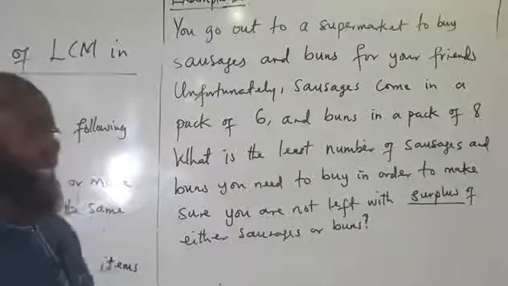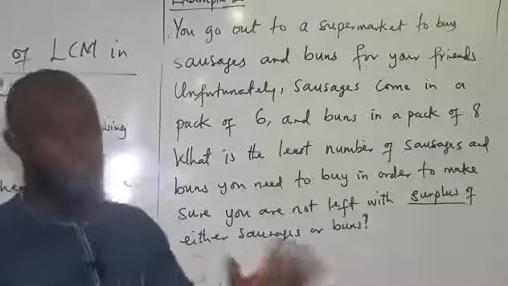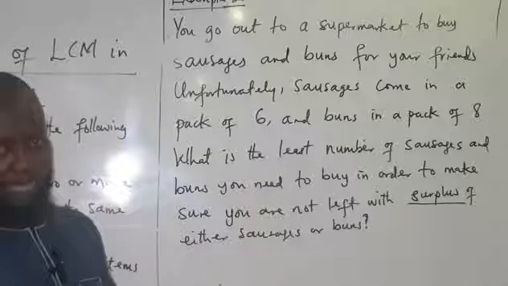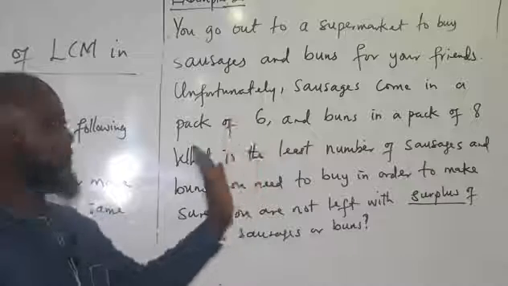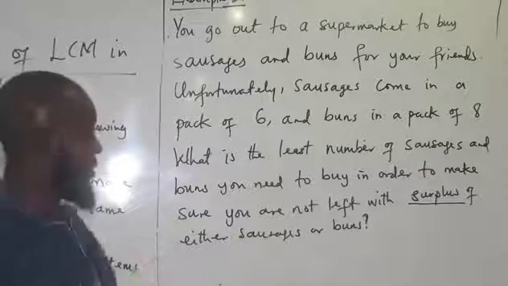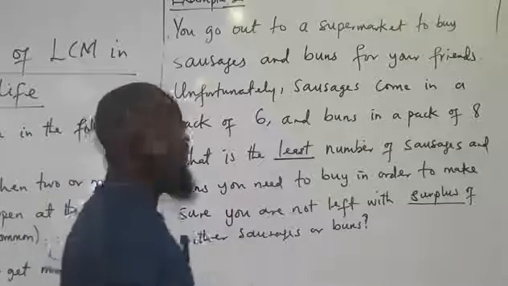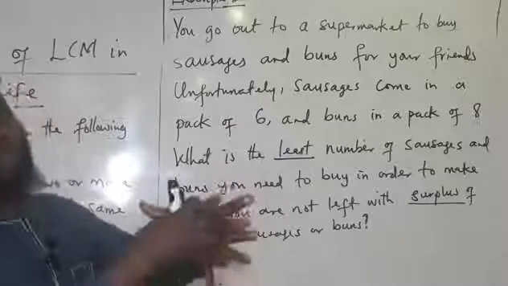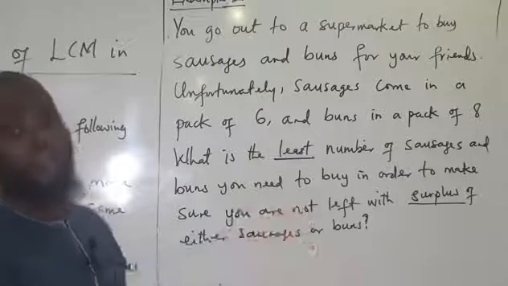That is, you want to make sure that you buy equal number of sausages and equal number of buns. Not that you buy 8 buns, you buy 7 sausages. Is that clear? So because they are packed differently, different numbers are in a pack. So what I'm going to do is just LCM. So what is the least? The minimum number that will make both of them common. You can see they are still using common here, right?